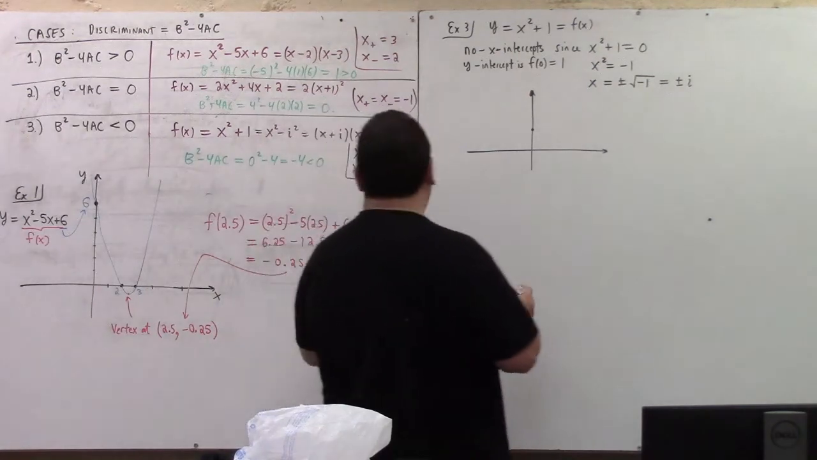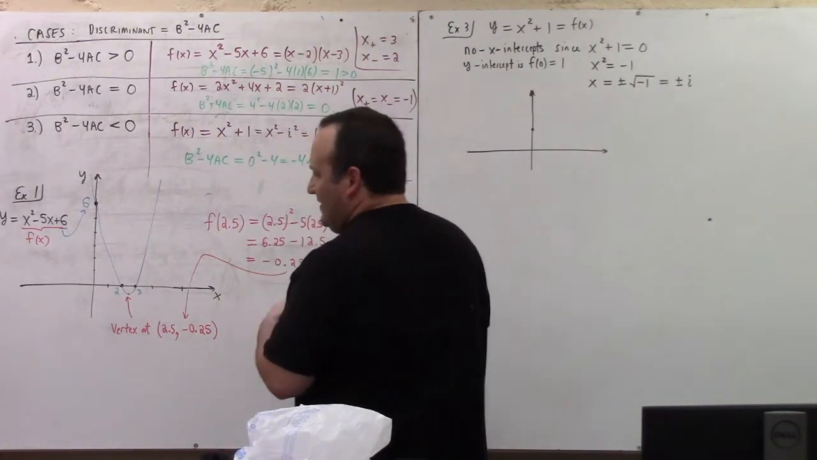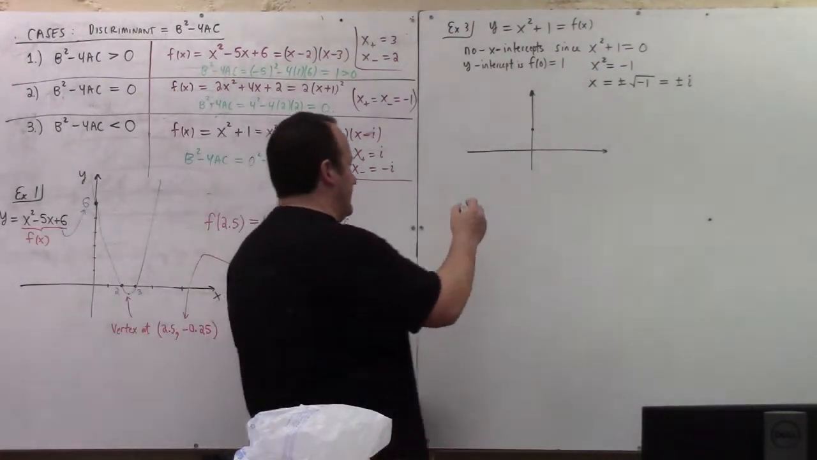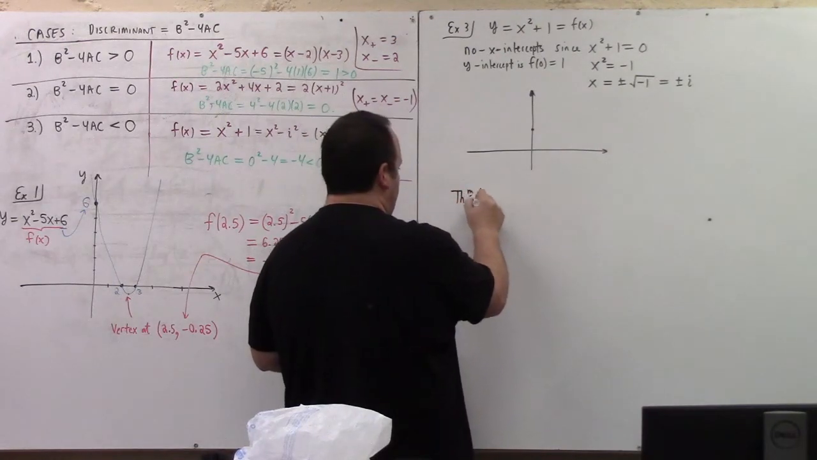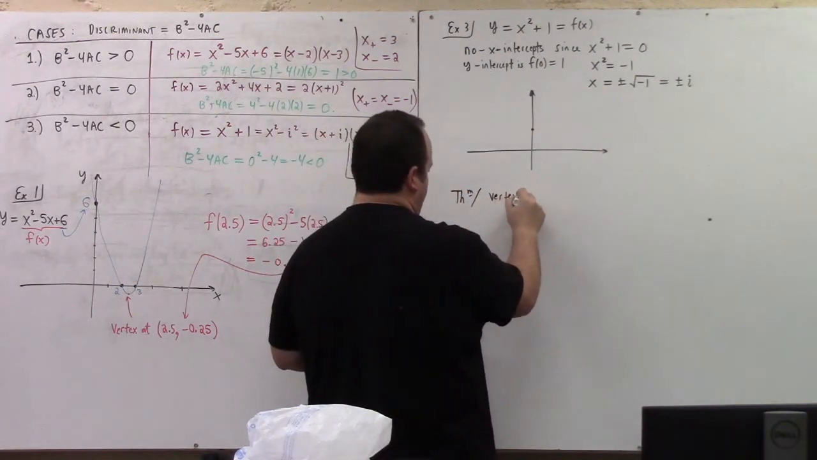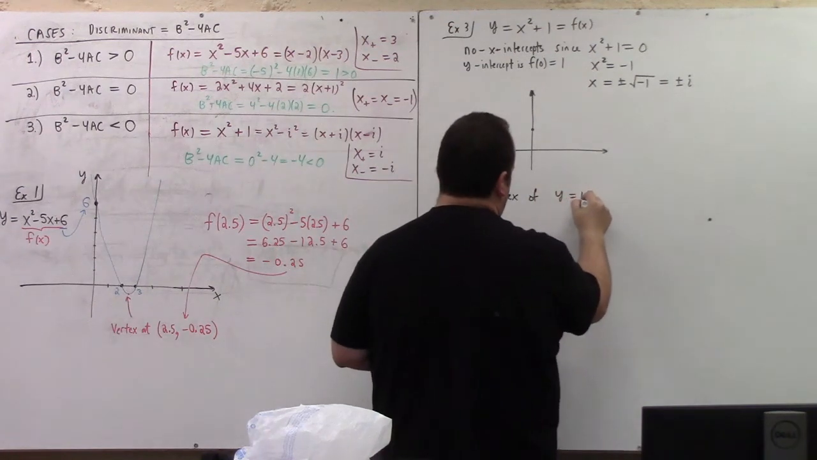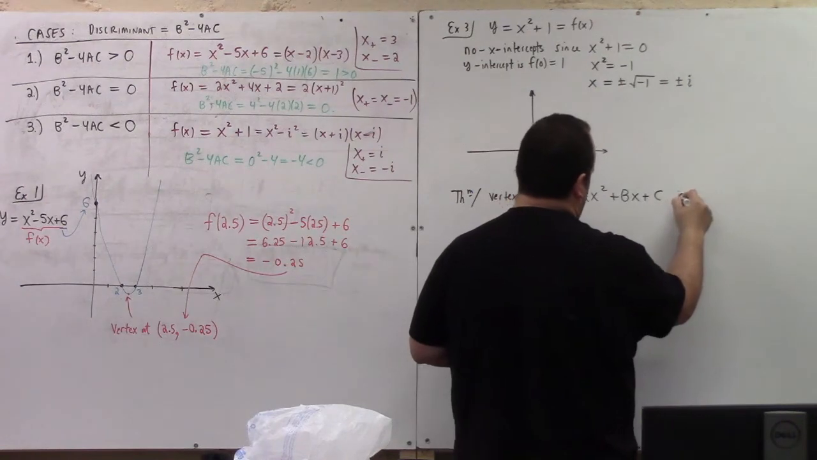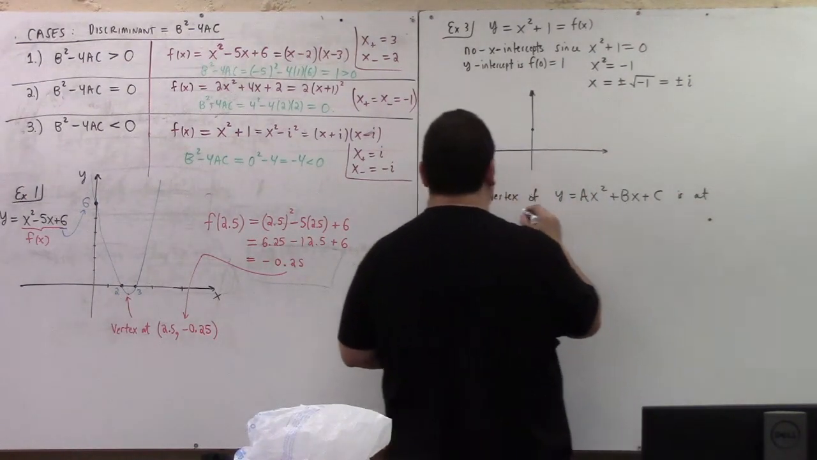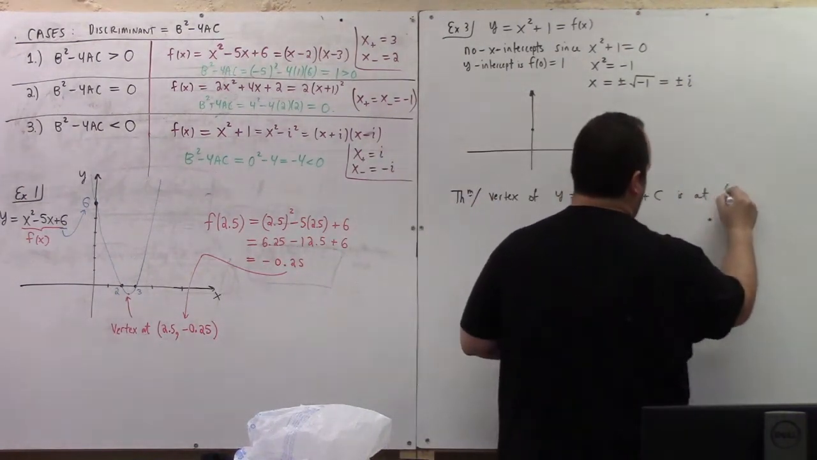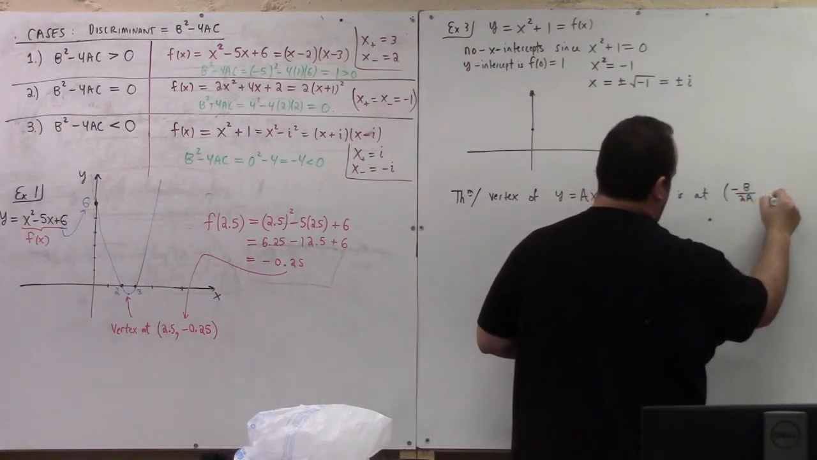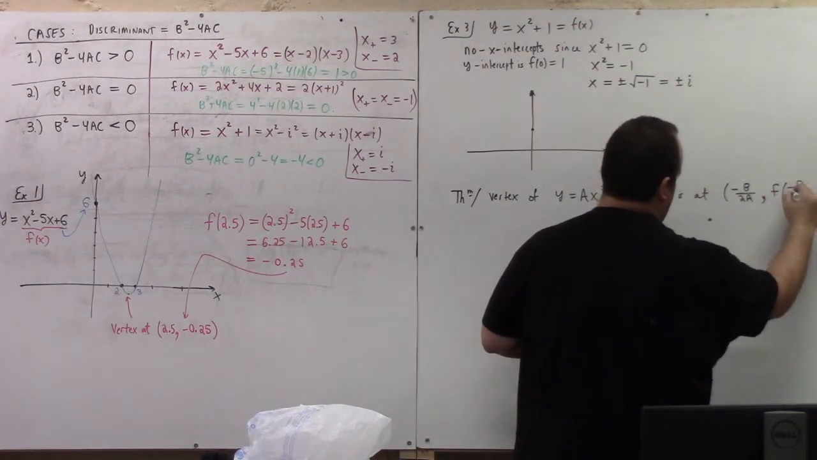So let me just state for you, I haven't stated this theorem clearly anywhere yet. It's kind of buried in the discussion. Let me just state it as a theorem so you have it to use. Theorem: the vertex of y equals ax squared plus bx plus c is at minus b over 2a, comma, f of minus b over 2a.